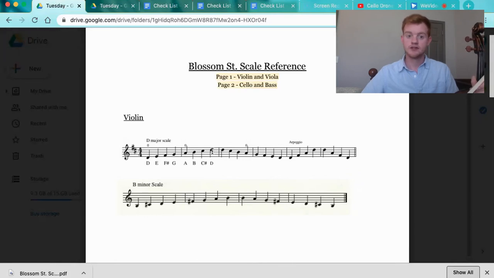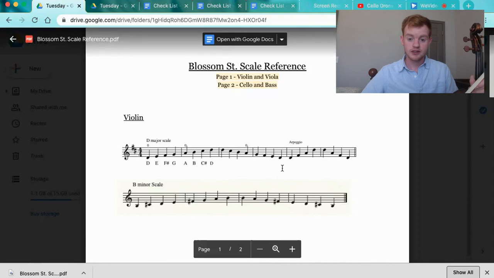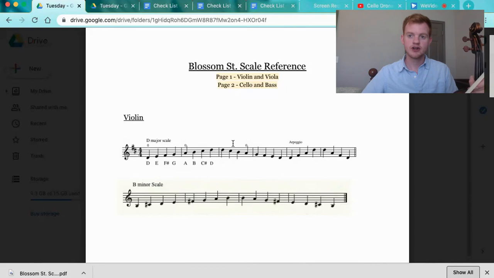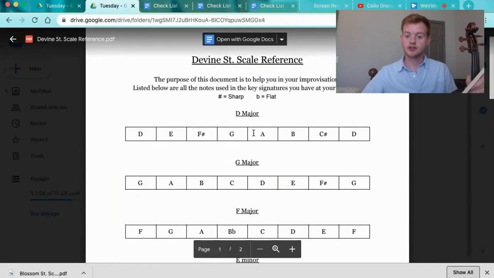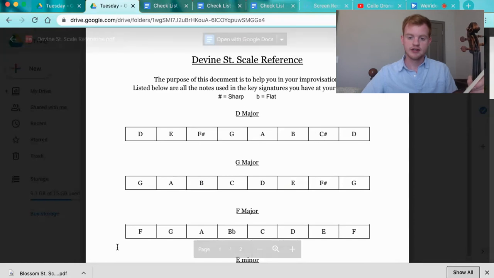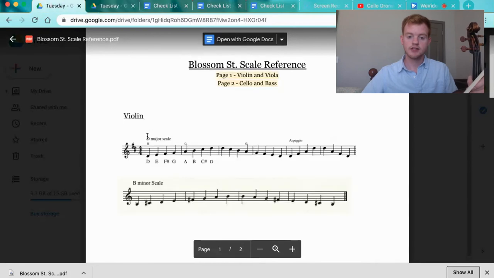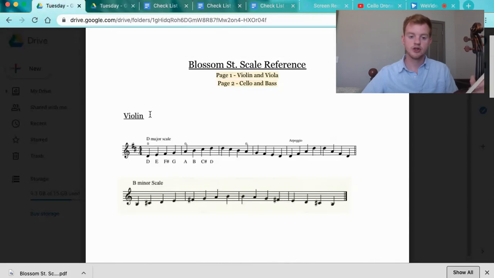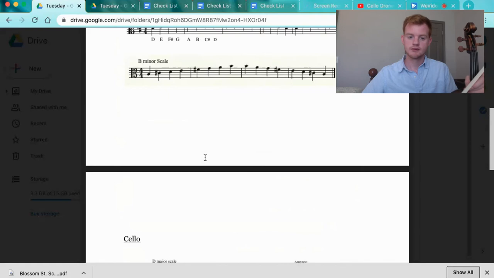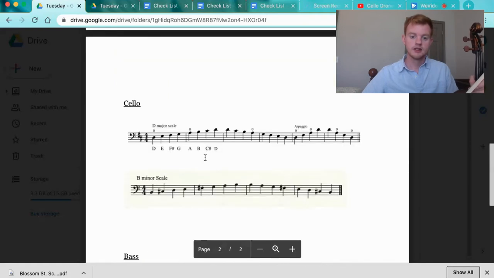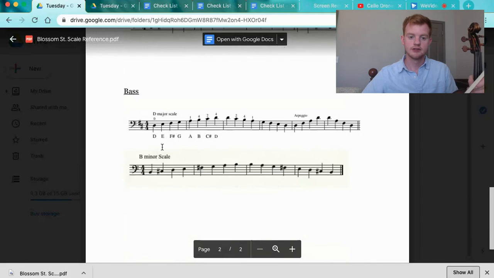But just the same with Divine and Park Street, you don't have to stick with what's on the page here. Go around and see what you can figure out on your own and use just the scale as a starting point to go somewhere else. So if you see here, Divine Street and Park Street look very similar, I've just listed out the names of the notes in those scales. But for Blossom Street, be sure you're looking at the scale that's for your instrument. So there's a violin, you've got to scroll down for viola. Uh-oh, there went my shoulder rest. There's cello, and there's bass.